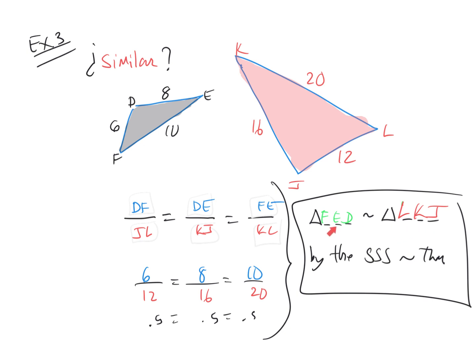And if you name this one FED, we started where the shortest and the longest side met. So the shortest and the longest side, we have to start at L. And then from the F to the E, we went along the longest side. So from L, we're going to go along the longest side to K, L, K, J.